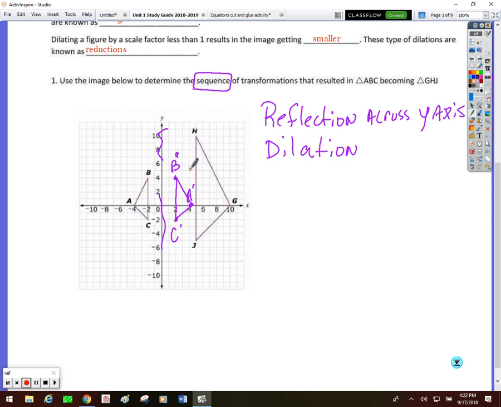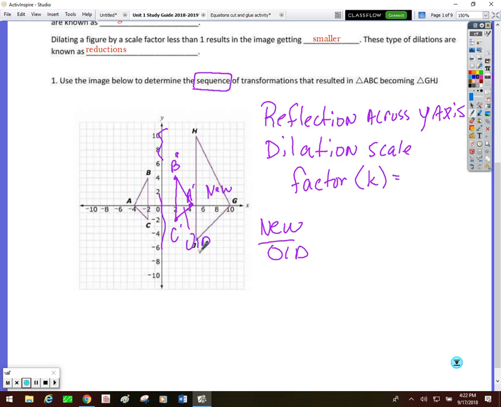Now we've got to make it bigger, so remember, we're looking at dilation. One thing you have to tell me with dilation is the scale factor. What did I multiply it by to make it bigger? Remember, scale factor is that lowercase k. Scale factor is the new shape over the old shape. Here is my new, here is my old. I'm going to pick a point. It doesn't matter which point I pick. I'm going to pick that point, and then the prime of that, the next one.